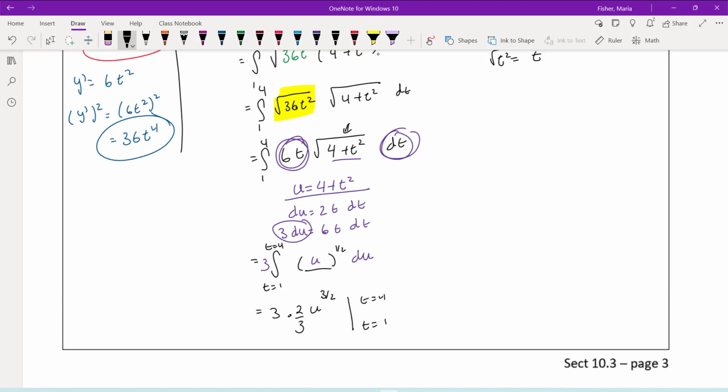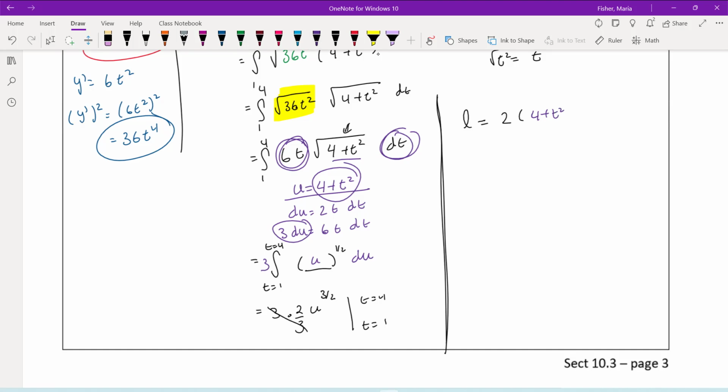and that gets evaluated from t equal 1 to t equal 4. Moving over here to the right-hand side, my arc length is going to equal, well, notice those 3's cancel, and that's just going to be 2 times whatever u was. Remember, u is your 4 plus t squared.